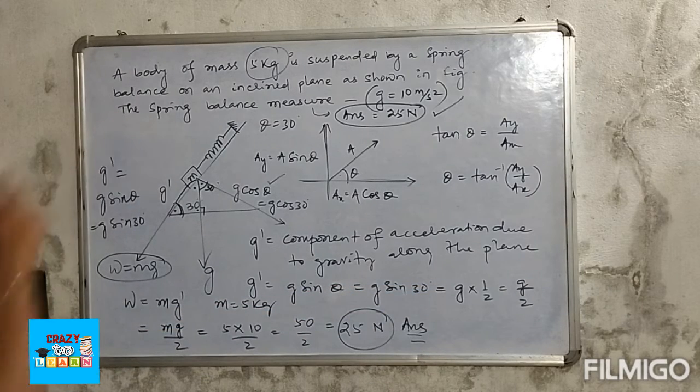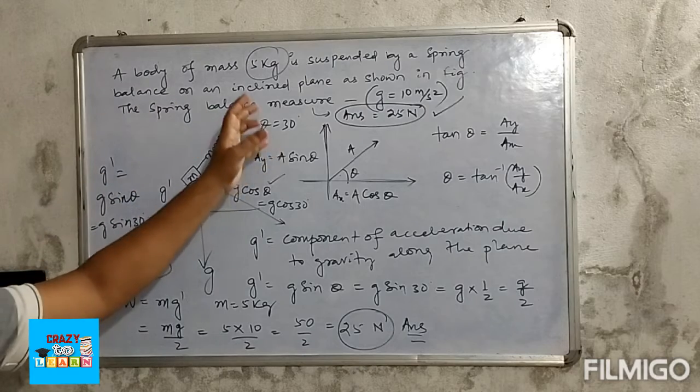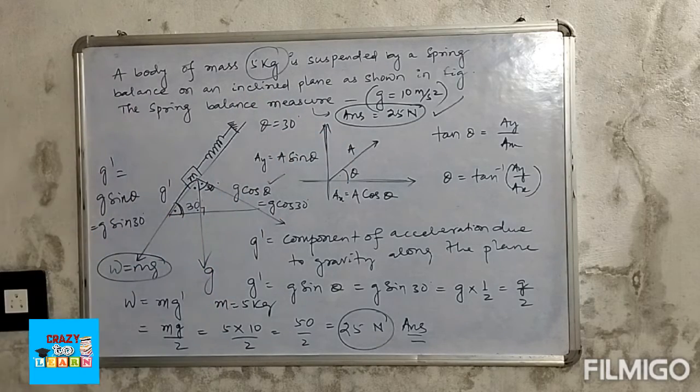Now come to what the spring balance will measure. Weight W is equal to mg dash. In the place of g dash, I put g by 2, so mg by 2. The value of m is 5 and the value of g is 10. 5 into 10 is 50, 50 divided by 2 is 25 Newton. Clear? The spring balance will measure the weight which is equal to 25 Newton. Clear?